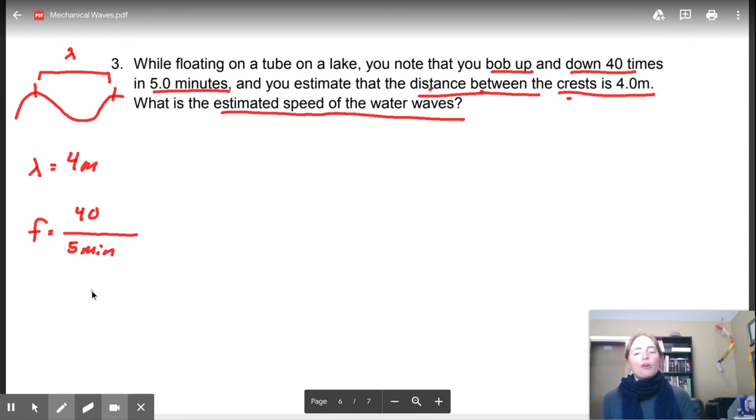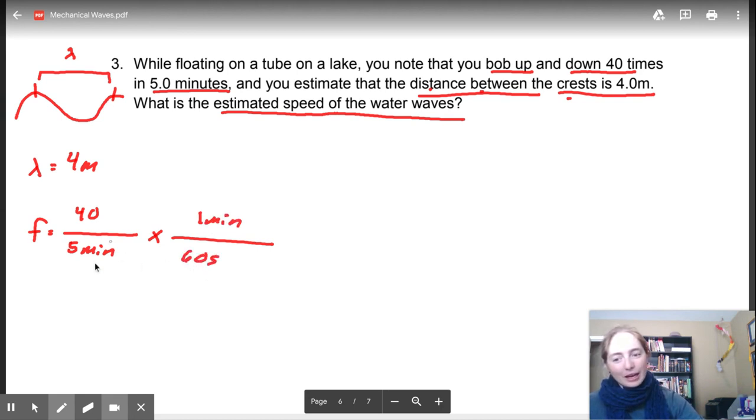Okay. Well, those aren't the right units. We want the units in seconds. So I need to convert that to seconds. Well, 1 minute over 60 seconds, I want to cancel those minutes. 60 on the bottom. I want seconds on the bottom for hertz because 1 hertz is second to the power of negative 1, right? Okay. So once I plonk that in my calculator, my frequency is 0.13 repeating hertz.